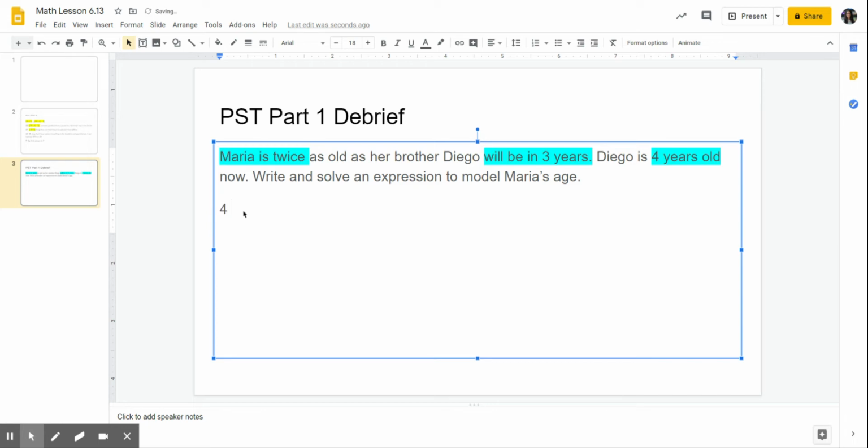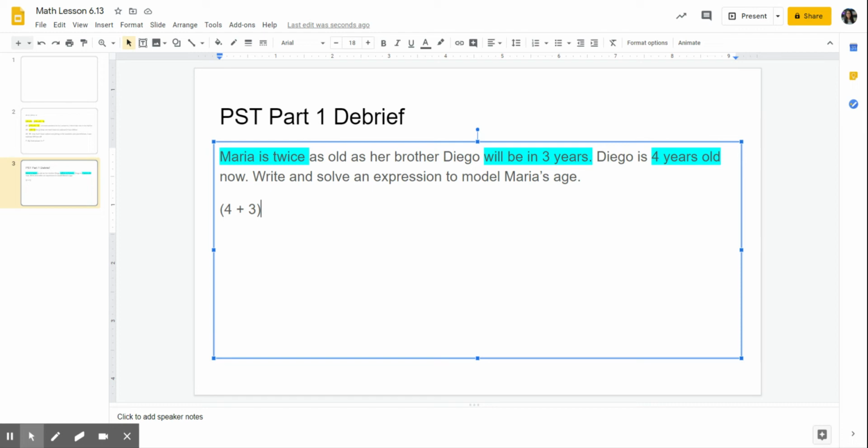And then we are going to add 3. We're adding 3 because in the problem it says twice as old as Diego will be in 3 years. I know that I need to do that first, so I'm going to add parentheses. Okay, so now we know that in 3 years, Diego is going to be 7 years old. We know that because he is 4 now, and then we added 3 to 4.